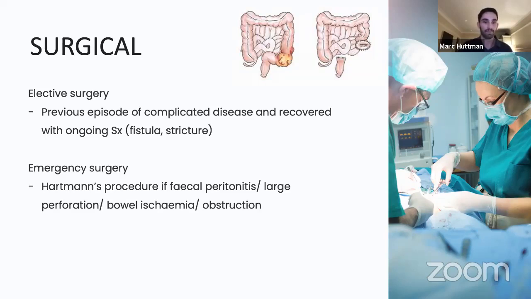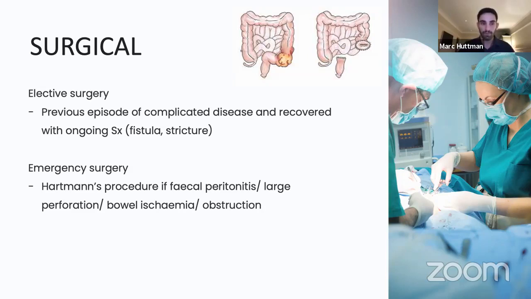So surgical, we're finally at the surgical bit. If they have a previous episode of complicated disease and they've recovered, but they have ongoing symptoms, i.e. they have a fistula or they have a stricture, then they can have an elective surgery. I'll come back to that.